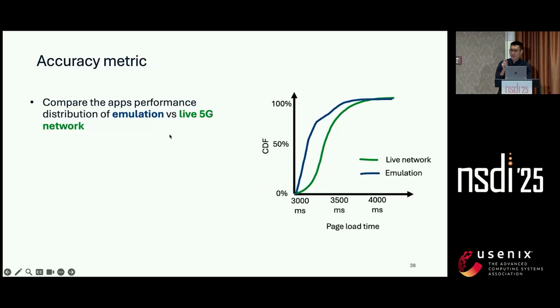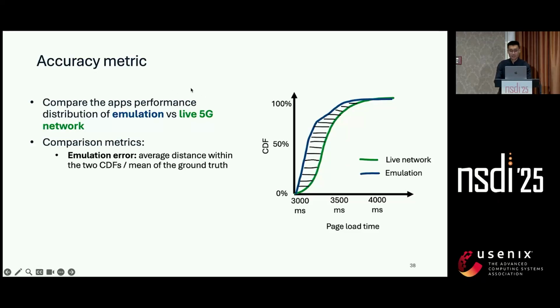Then we compare the application performance distribution when running over the live network versus the emulation. Specifically, we measure the average distance between the two CDFs and divide it by the mean of the ground truth to get the emulation error.